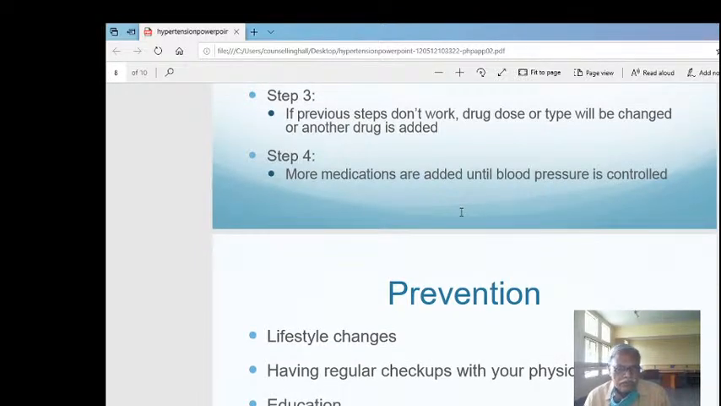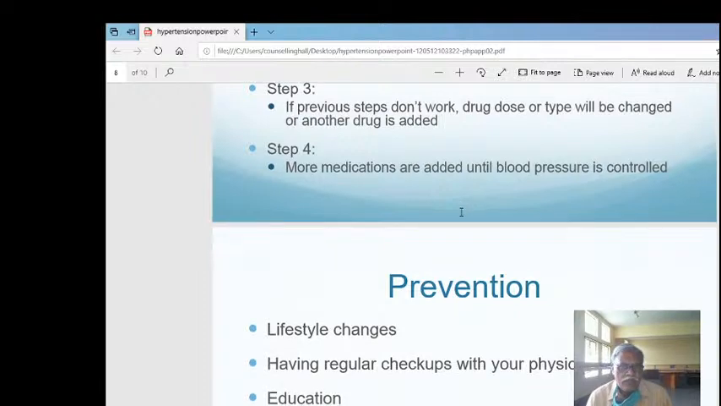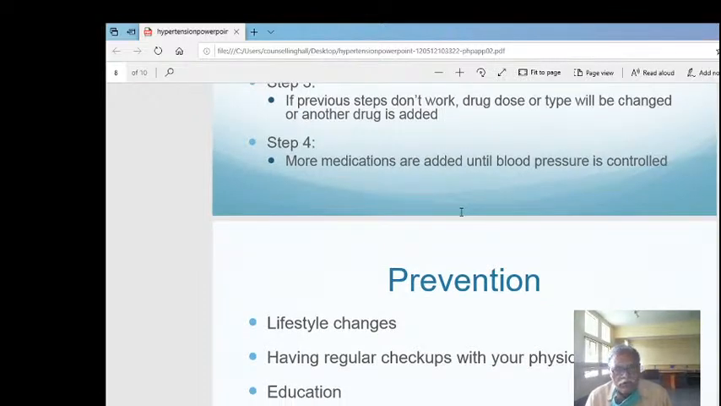So step 4 is more medications. Once you add one medicine, one drug, no response, add another drug. You can give the third drug also. The more medications are added until the blood pressure is controlled. Up to 3 drugs or 4 drugs can be given, including a diuretic.